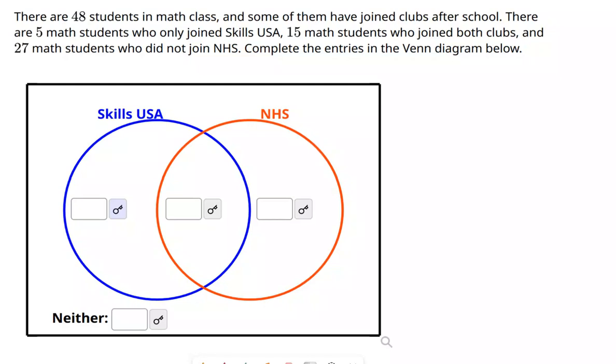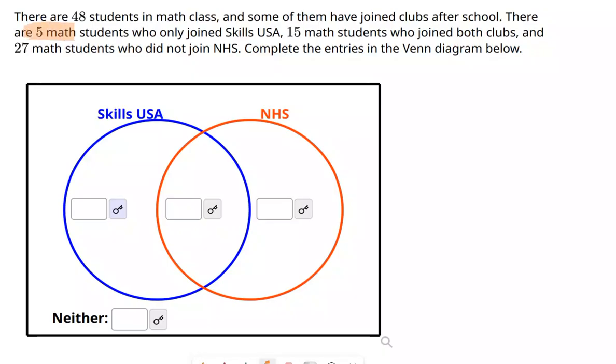We have another Venn diagram here, and this time students are choosing between Skills USA Club and the National Honor Society. They can do both, they can do one, they can do neither. And this problem sometimes gets a little more complicated because you have 4 of these boxes to keep track of. So you have to be careful about what we're putting in each one.